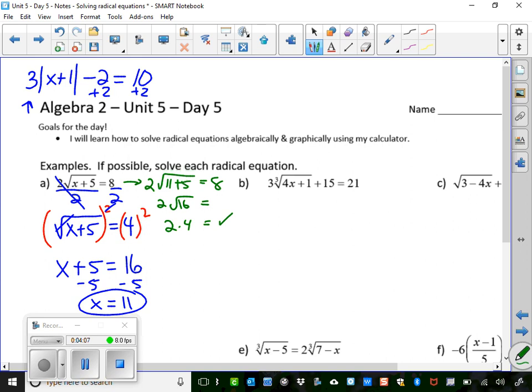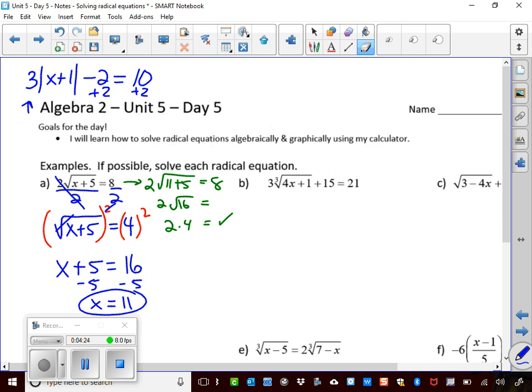So we're good. All right, with letter B. Now letter B, I have more cleaning to do. All right, I got this 15 and this 3. So it's kind of like I have 3 times something plus 15 equals 21. So I want to get rid of the 15, then I want to get rid of the 3.